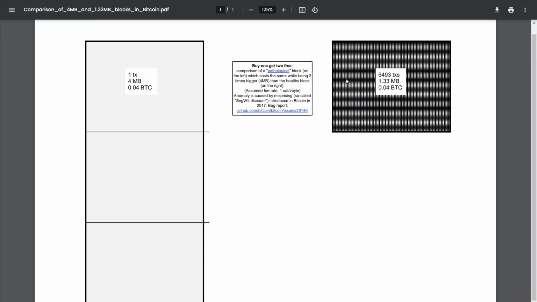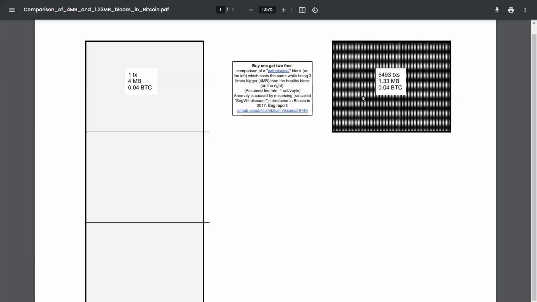From the miner's perspective, those two blocks are equivalent, meaning they are indifferent whether they mine one or the other, because they pay the same fee. So in the end, the miner will collect 0.04 Bitcoin, whether they mine a big or smaller block.